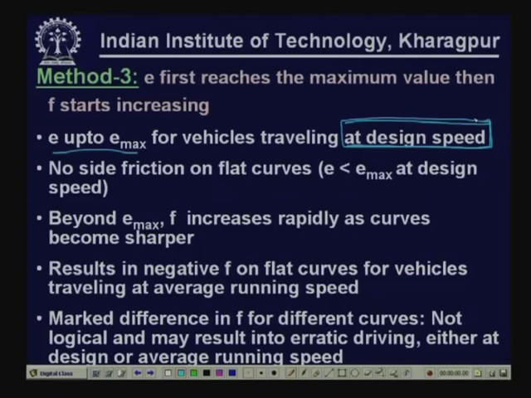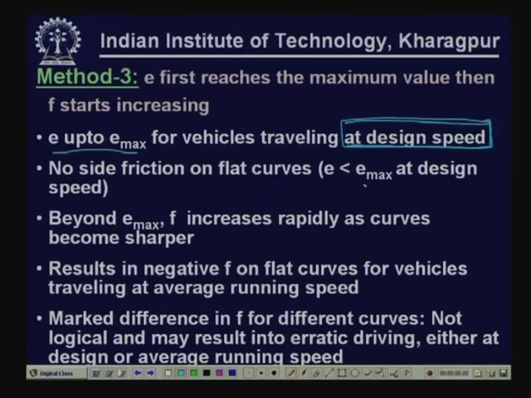and no side friction is used for flatter curves, for the same reason as we have discussed for method 2, because if it is a flatter curve, only super elevation may be adequate to counteract the effect of the centrifugal force, and the required super elevation may not cross the limiting value of the super elevation. So, E may be well within the limit of E max, maximum super elevation, and as long as E is within the limit of E max, F is not introduced, because F is introduced only when E is not able to counteract that centrifugal force.